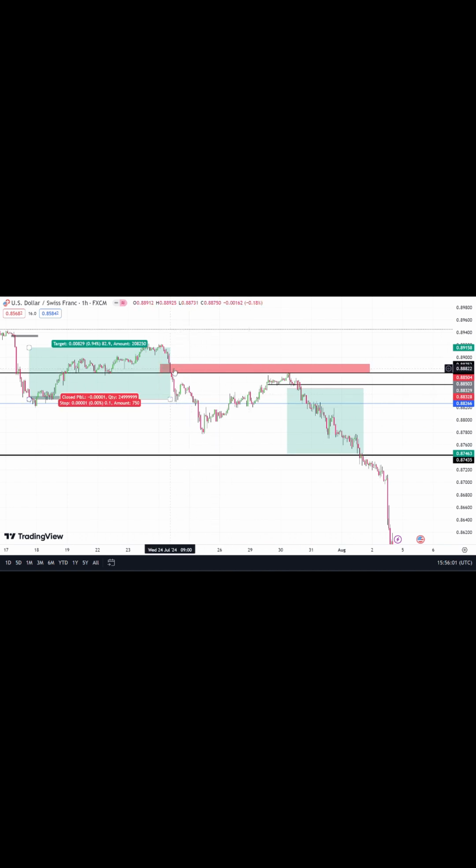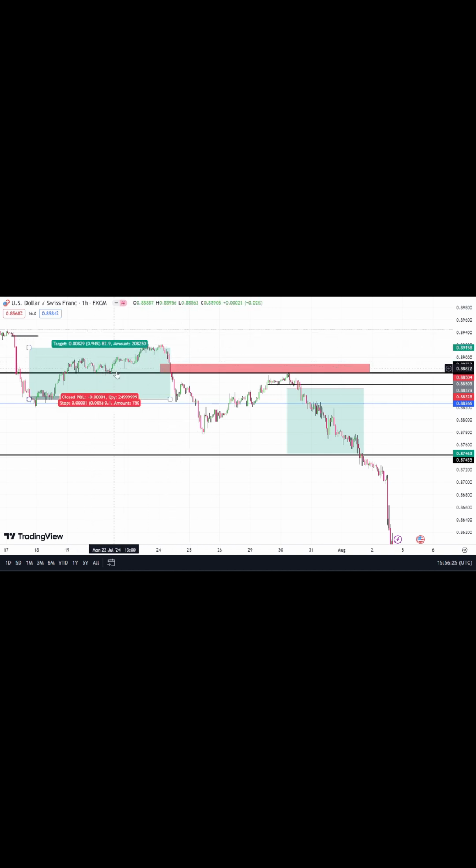Just comment down below. What was the reason why I drew out this red line here? Just tell me if you know the reason why I drew out this red line. As you can see, there was a fair value gap at that point. All right, there was a fair value gap at that point. Okay, and remember also, this is a breaker block.